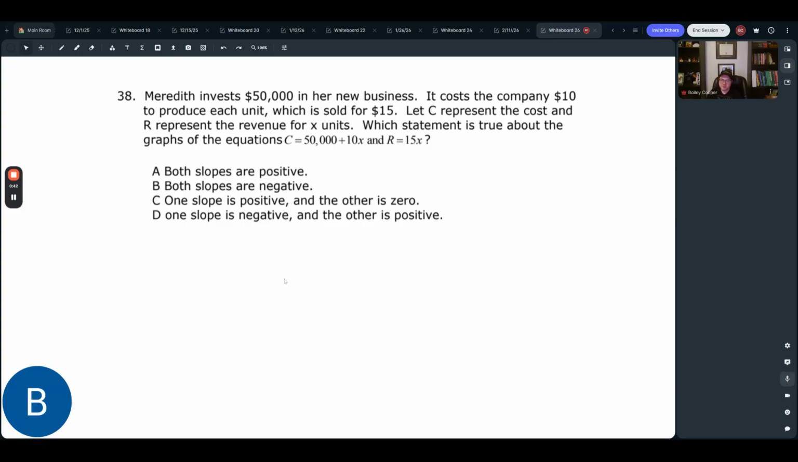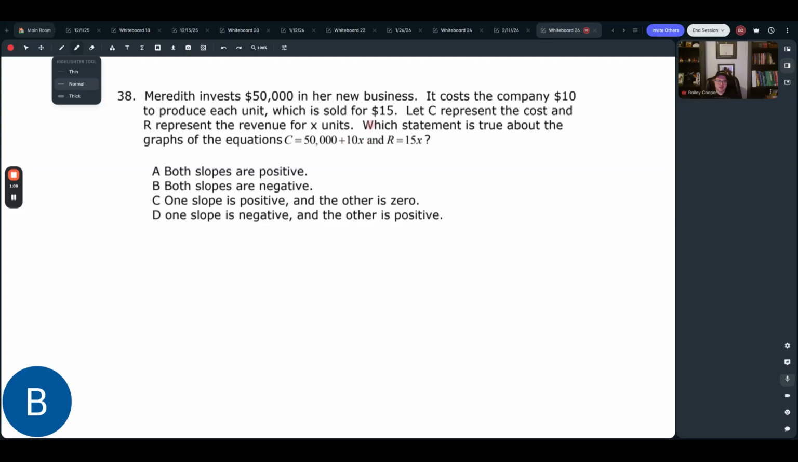So if you're like me, you might have read this problem for the first time and been like, oh my gosh, there's so much information. It's crazy. We have C, we have R, we have 50,000, we have 10, we have 15, we have all of these equations now. What does all this stuff mean? A good strategy to always consider is to focus in on what you're trying to figure out and what tools specifically are going to help you get there, and ignore everything else that's not going to help you get there.